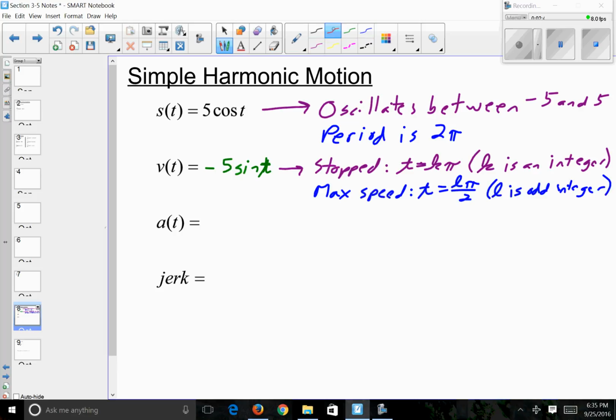So then if we move on to acceleration, acceleration is the derivative of velocity, which will be, in this case, -5 cosine of t. What this can tell us is that we have a maximum acceleration when this is at 5 or -5, and that occurs actually in the same place that velocity is stopped, which would be at k times pi, where k is an integer.